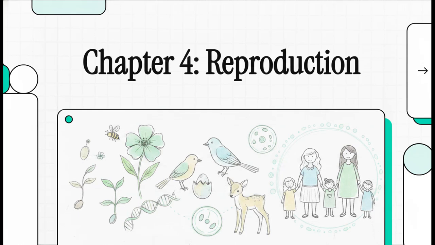Welcome to this explainer on Chapter 4 of KSSM Science Form 1. Today, we're diving into a genuinely fascinating and essential biological progression, the cycle of life. We're going to break down the science of how living organisms ensure their species survive generation after generation. It's a journey connecting humans, animals, and even the plants right outside your window.